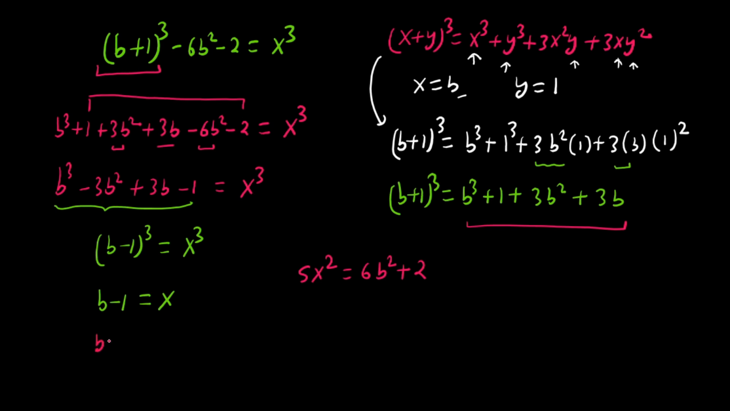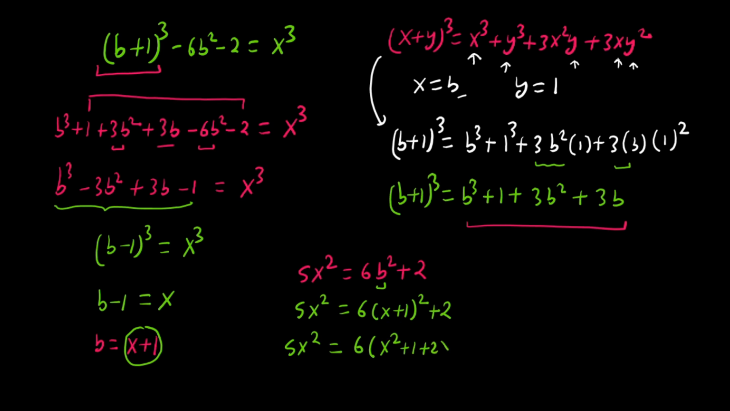Here b is equal to this plus 1, so if we take the right-hand side, then x plus 1. 5x square is equal to 6, and b is replaced by x plus 1, so we have (x plus 1) whole square plus 2. 5x square is equal to 6 times (x plus 1) whole square, which is x square plus 1 plus 2 times x, plus 2.